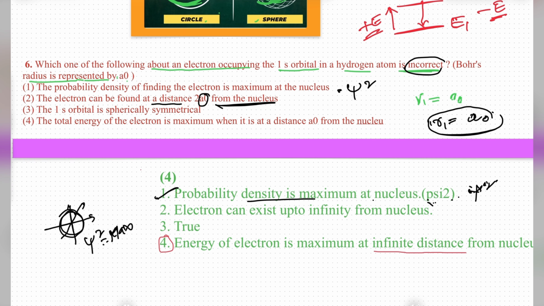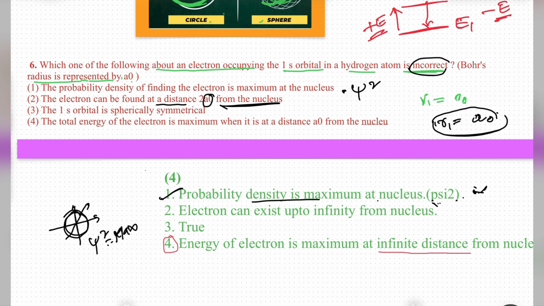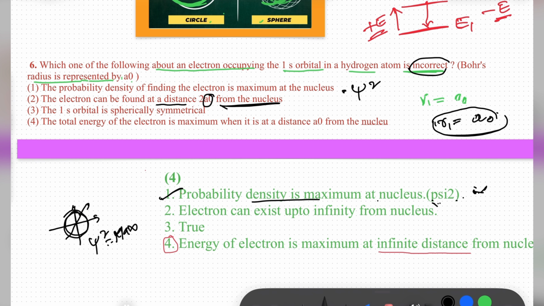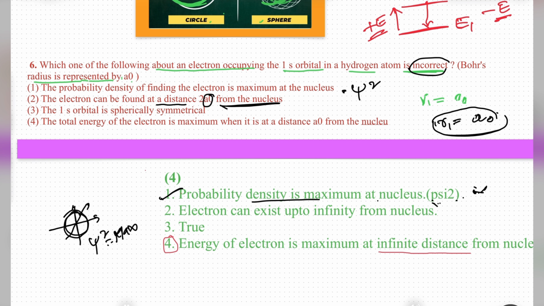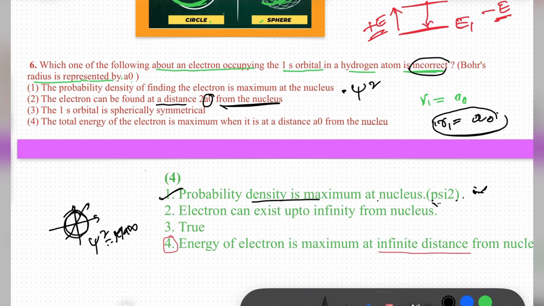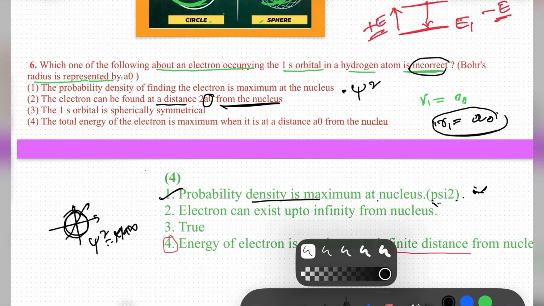Now you can see the third one. The 1s orbital is spherically symmetrical. Yes, just now we discussed all these things. Spherically, the total energy of an electron is maximum when it is at a distance of a naught from the nucleus. It is saying it is maximum when the distance is compulsorily a naught.